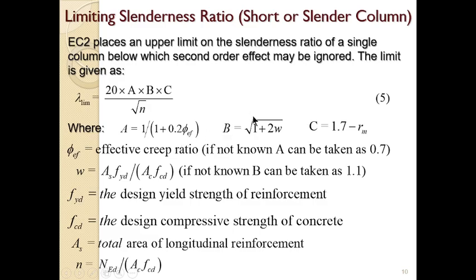B is the square root of 1 plus 2 W. Now C is equal to 1.7 minus Rm. Rm here is, on the next page I will show you the formula. And we have seen that this is a creep ratio. W, which is used to calculate B, is given as AS FYD all over AC FCD. AS is the cross-sectional area of steel.